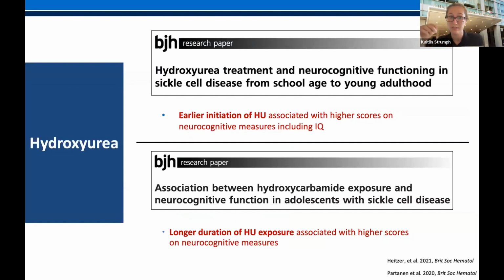Further things about hydroxyurea. These are a couple of studies that came out over the past couple of years. The first one is that earlier initiation of hydroxyurea is associated with higher scores on neurocognitive measures, including IQ. And on the bottom, the study showed that longer duration of hydroxyurea exposure was associated with higher scores on neurocognitive measures. I've actually been really surprised at how interested both families and especially adolescents are in this information. I think it has really helped reinforce the importance of hydroxyurea compliance.